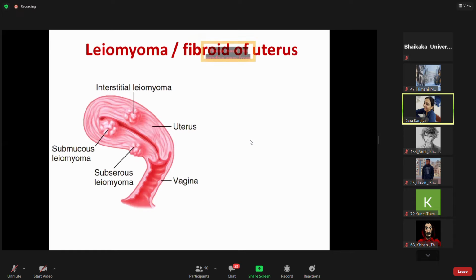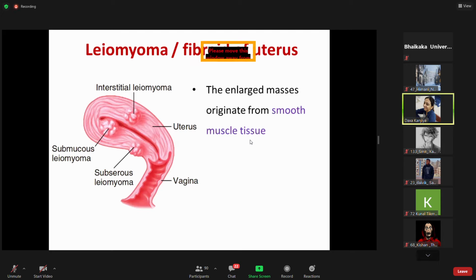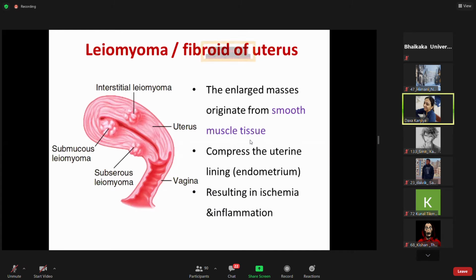These are the fibroid of the uterus or leiomyoma of the uterus. This is a mass derived from the smooth muscle tissue of the wall of the uterus. And there are various subdivisions of it depending upon the location, like submucosal leiomyoma or submucosal fibroid, interstitial fibroid, subserosal fibroid. It compromises the uterine lining, that is the endometrium, resulting in ischemia and inflammation.